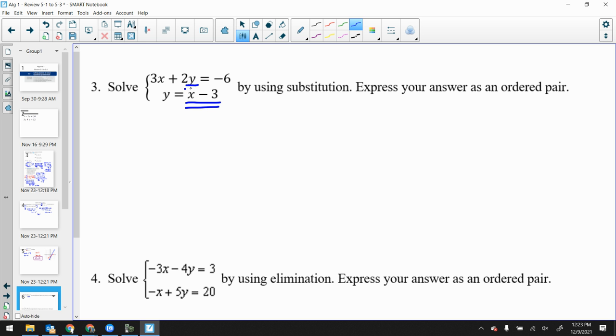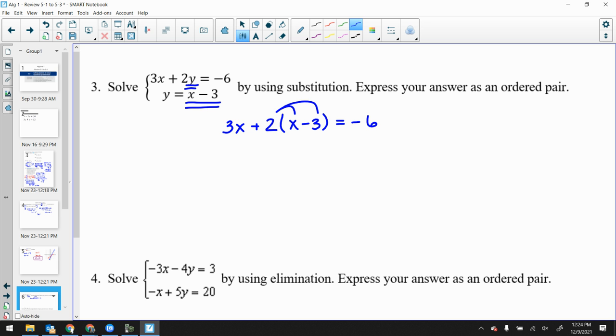So now, I go in for y with x minus 3. I go to the top equation. I remove y. In its place goes x minus 3. So I take my top equation, 3x plus 2 times x minus 3 in parentheses equals -6. That's substitution. From here, you're just going to solve the equation.